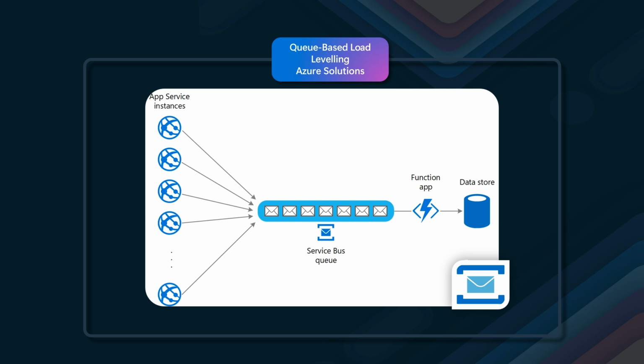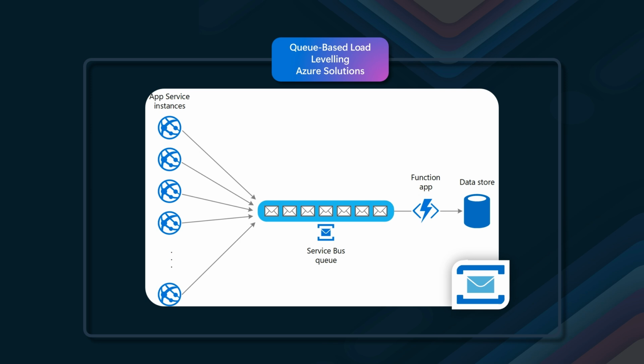On the right-hand side of the diagram, we can see we have a function app that processes the messages from the service bus queue. The function app retrieves the messages from the queue and performs the necessary operations on them. After processing, the function app stores the results in a data store. This could be a database, file storage, or any type of persistent storage. So the service bus queue acts as a buffer, smoothing out the peaks and troughs in demand.